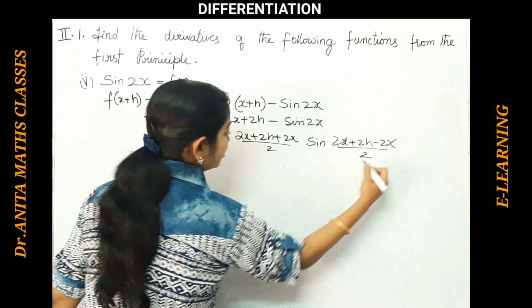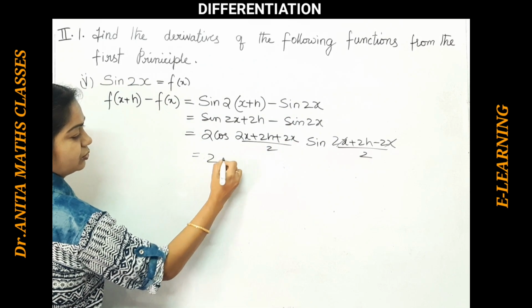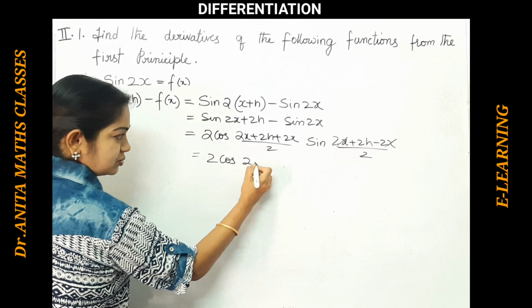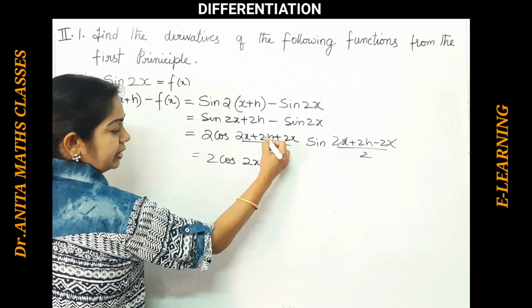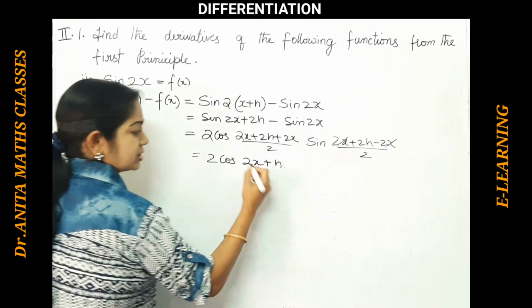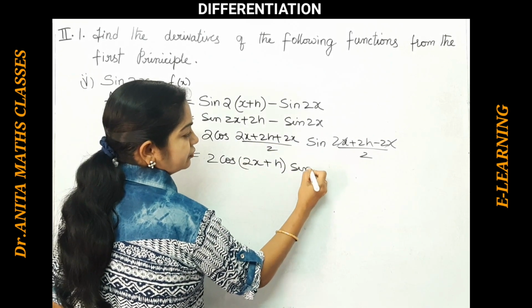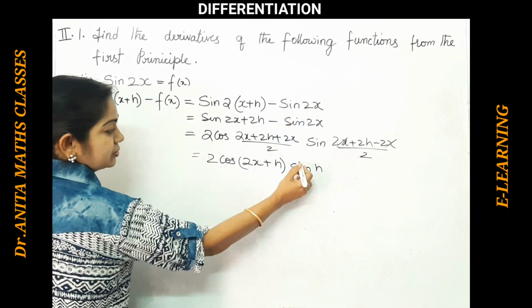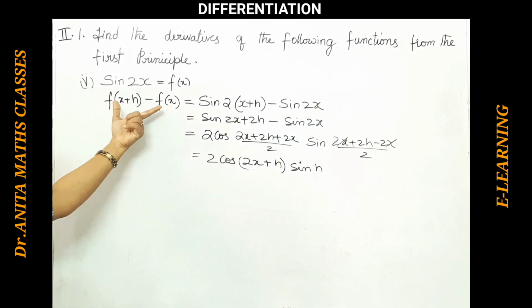So these two go off. Here you get 2 cos. Here 4x by 2 comes to just 2x, and 2h by 2, so 2 goes off, only h. So sine of just h, 2h by 2 is h. Okay. So this is only this part.